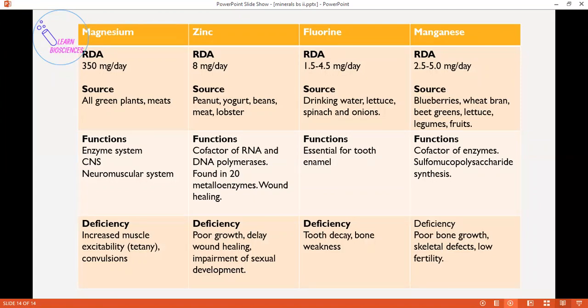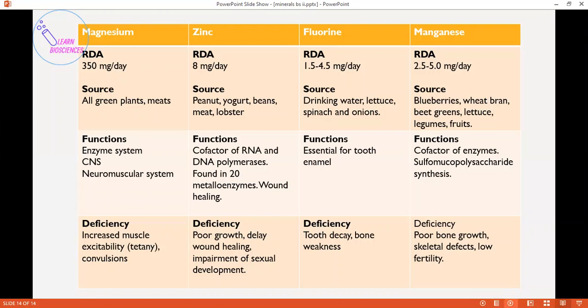For fluorine, the RDA is 1.5 to 4.5 milligrams per day. Sources are drinking water, lettuce, spinach, and onions. It is essential for your tooth enamel, and deficiency causes tooth decay and bone weakness. For manganese, the RDA is 2.5 to 5 milligrams per day. Sources are blueberry, wheat bran, wheat, greens, lettuce, legumes, and fruits. The function is a cofactor of enzymes and sulfo-mucopolysaccharide synthesis. The mucopolysaccharide provides the ground substance for cell attachments. Deficiency causes poor bone growth, skeletal defects, and low fertility.